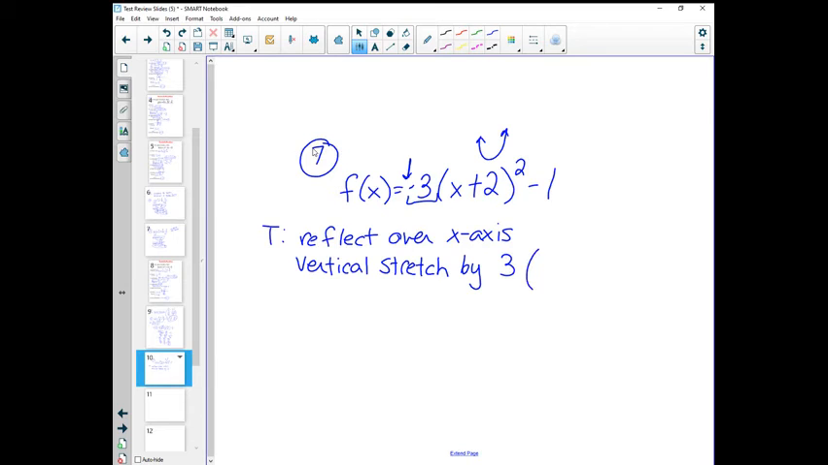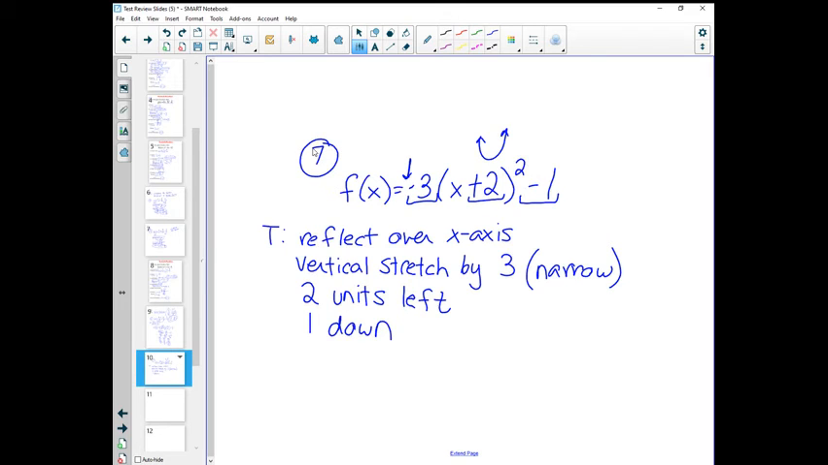The reason that was a stretch is because 3 was bigger than 1. We learned in class with the rubber band that vertical stretch makes a graph narrow. The inside, the plus 2, tells us to shift the graph 2 units in the opposite direction, which would be to the left, because that's the inside of the function, the x plus 2. We shifted it to the opposite direction, which is to the left. And last is the minus 1, tells us to move the graph down 1 unit.